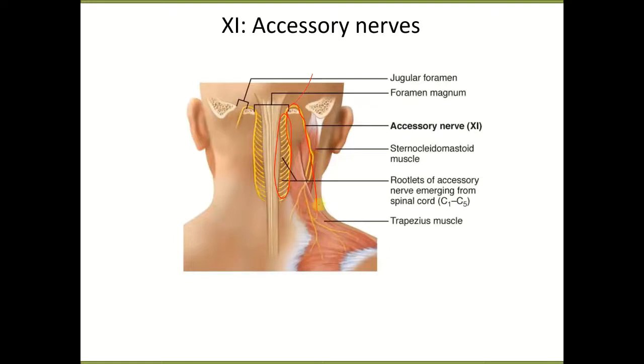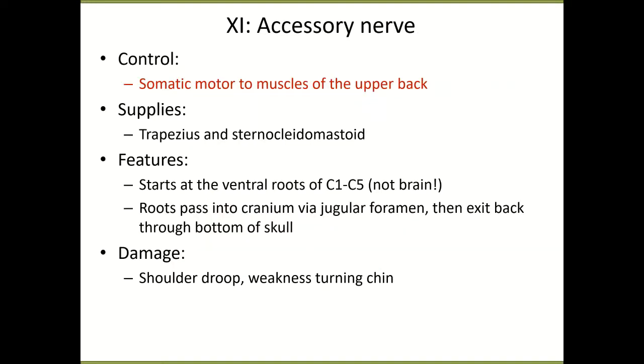So when it comes back out, it supplies the muscles of your neck, the muscles of your upper back, and some parts of your shoulder. So this guy's going to be motor, and specifically somatic motor to all of these skeletal muscles. If you really want to be specific, you can even list which muscles: the trapezius and the sternocleidomastoid.